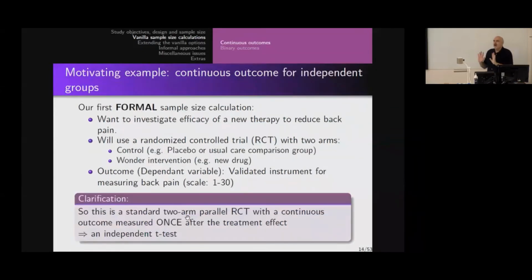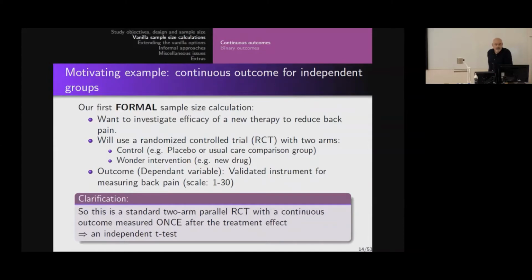Okay, so I know you've been waiting very patiently to see these Greek letter formulas, and I know you can't wait, you're getting very excited about them. So let's start our first one, our first formal sample size calculation. I'm going to give you an example. We want to investigate the efficacy of a new therapy to reduce back pain.